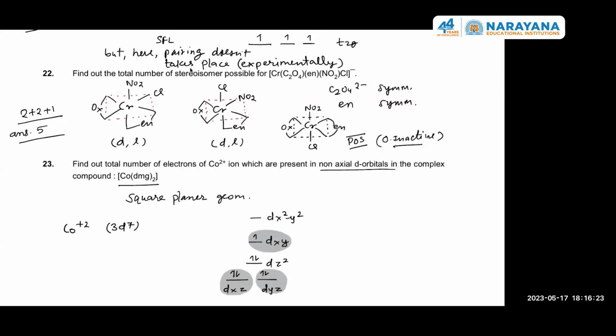They were asking the number of electrons present in the non-axial d orbitals of the complex. So the answer is 5.